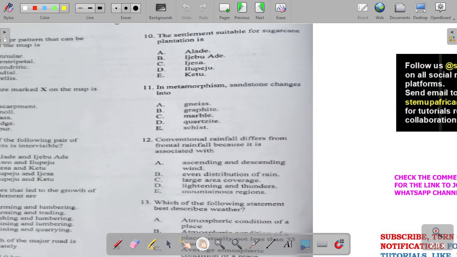So in 11 we have: in metamorphism, sandstone changes into what? Is this graphite, marble? Answer is D. Number 11 is D.